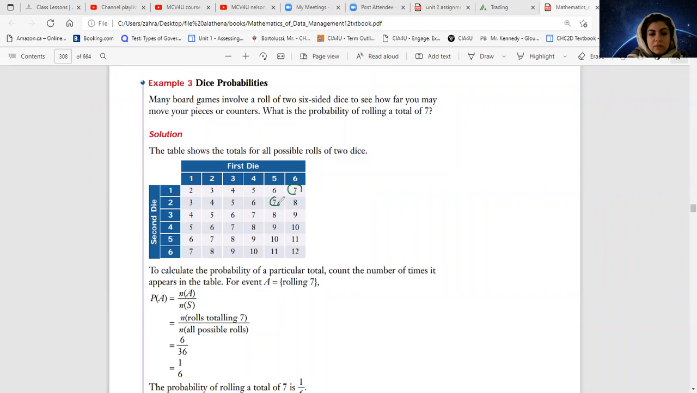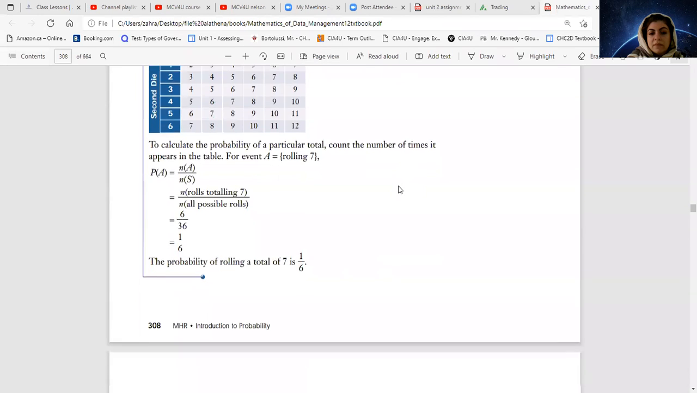See, 1, 2, 3, 4, 5, 6. I have 6 outcomes of 7. What is the total? 6 multiplied by 6, which is 36. I have 36 events in total, and in 6 of them you're rolling 7. So 6/36, you can simplify it. 1/6 is the probability of rolling 7.